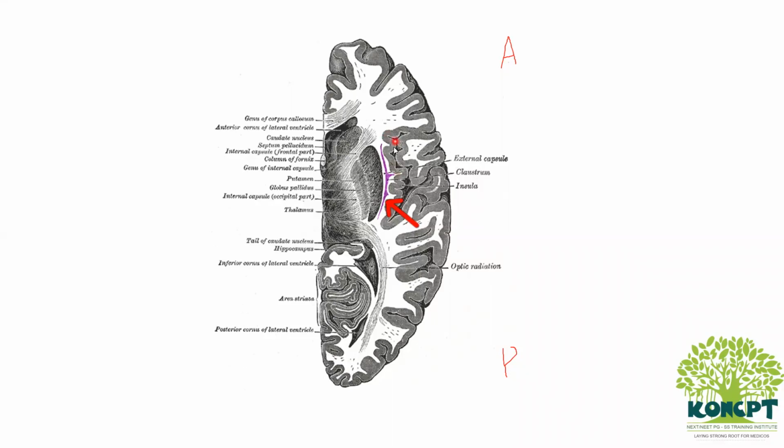You can see the gray matter of the insular cortex. The white matter that lies beneath the insular cortex is called extreme capsule. The purple one is the claustrum. Claustrum is again gray matter. Beneath the claustrum, the white matter that you see here is external capsule. Please remember, extreme capsule lies outer to claustrum. External capsule lies inner to claustrum.